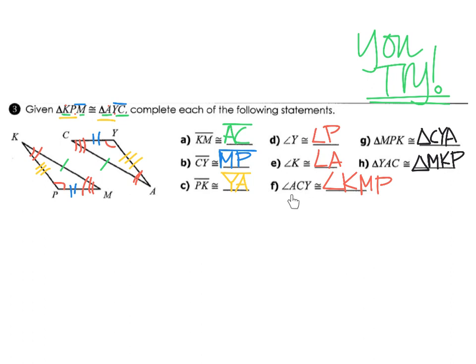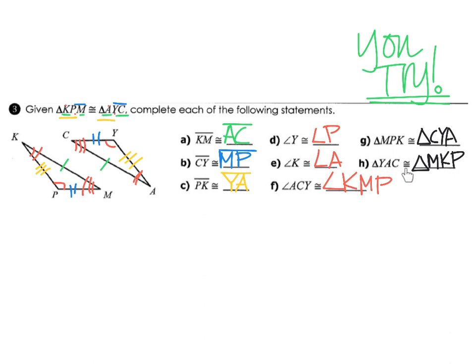Then we've got angle ACY. ACY would be this angle right here, and the only other one that's not congruent yet is angle KMP. And the order matters. So if we said ACY, first, third, second, we have to say first, third, second. So ACY, we have to say KMP. Then, now we're saying triangle MPK. So MPK would be third, second, first. We have to say third, second, first. So congruent to triangle CYA.